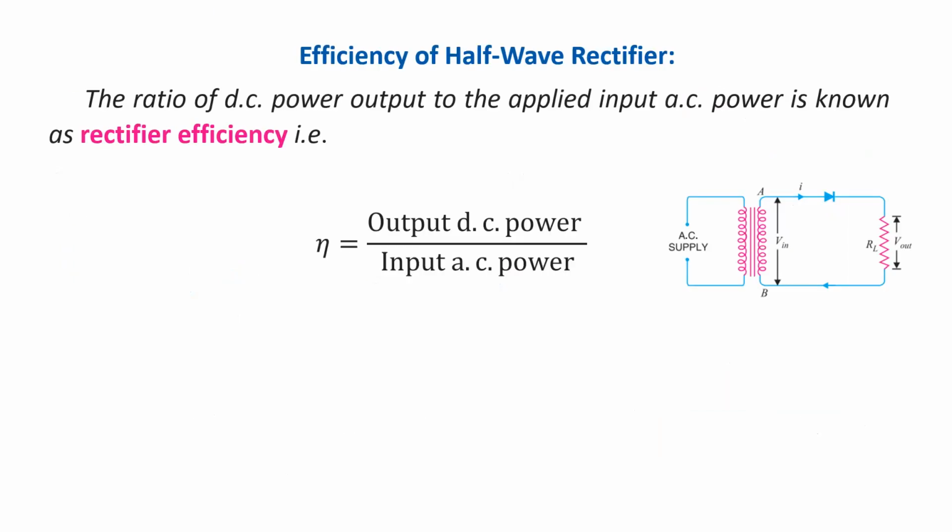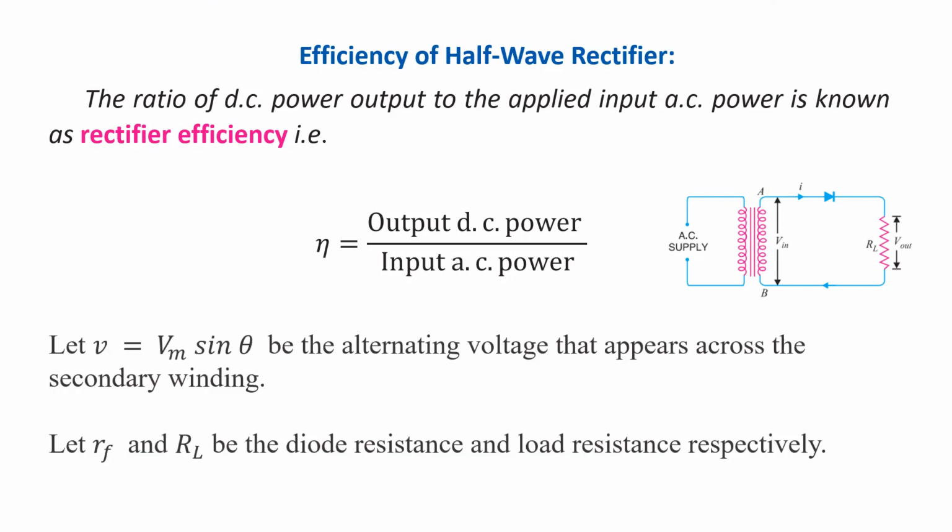So let us take the efficiency of the half wave rectifier. The efficiency of the rectifier is defined as the ratio of DC power output to the applied input AC power. It is the ratio of output power divided by input power. Electrical power is calculated as voltage times current, or it can also be represented by I square R, that is the square of the current times the resistance.